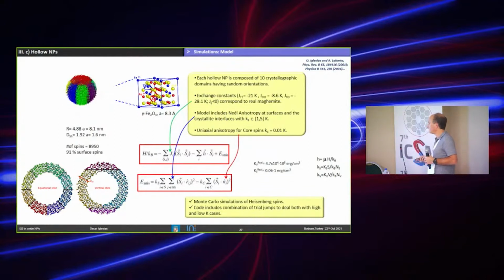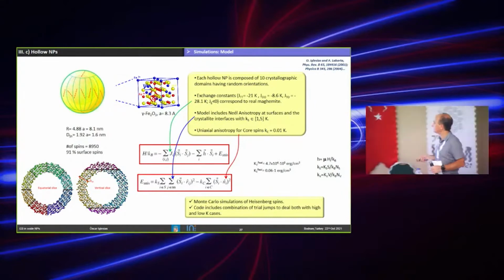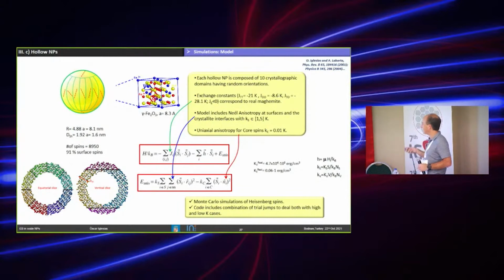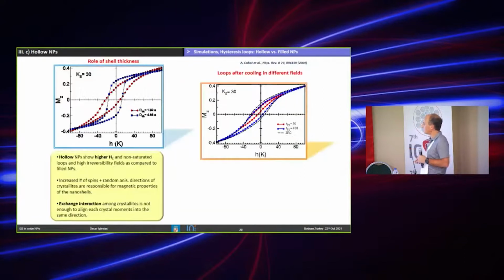For this, we run simulations of a hollow particle which took into account the presence of these crystallites, right, and also the exact structure of maghemite or magnetite, right, at the atomistic level. You can see here how the particle orders at low temperature, and you can see here, for example, what the results of changing the shell thickness, increasing the shell thickness or decreasing the shell thickness in red here, changes in the hysteresis loop behavior.